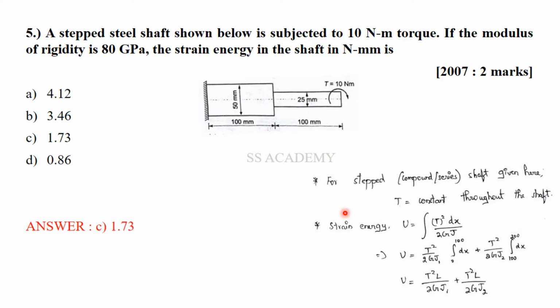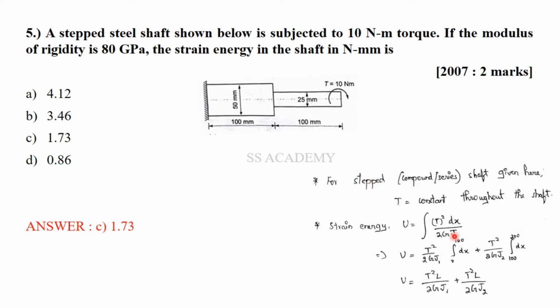Torque will be applied and this torque will cause a deformation, and this deformation will result in the storage of a certain strain energy. This straining causes an energy storage which is referred to as strain energy. So U is equal to integral T square dx by 2GJ. You must remember this. This is applicable for a shaft subjected to a constant torque.